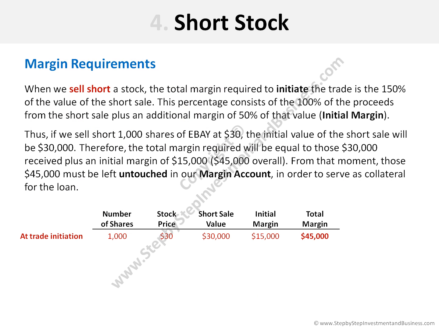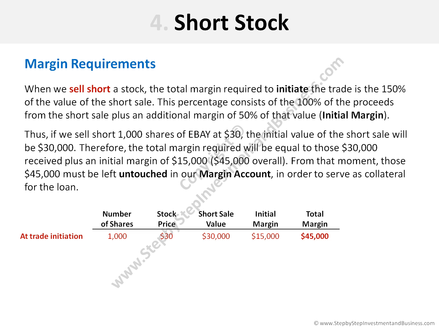Now let's see in detail the margin requirements of the position. When we sell short a stock, the total margin required to initiate the trade is 150% of the value of the short sale. This percentage consists of 100% of the proceeds from the short sale plus an additional margin of 50% of that value, which is called initial margin.